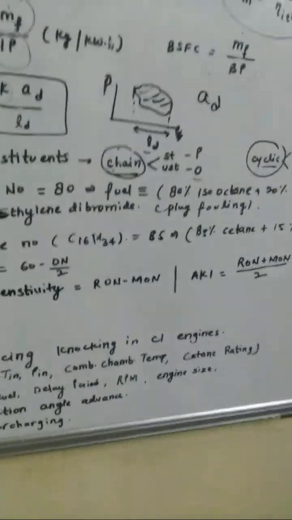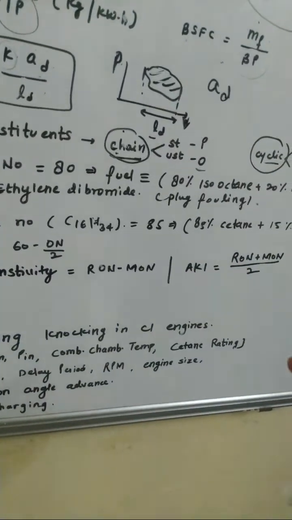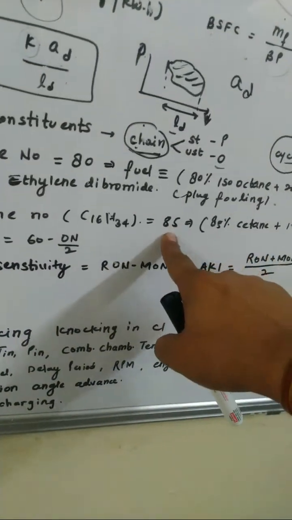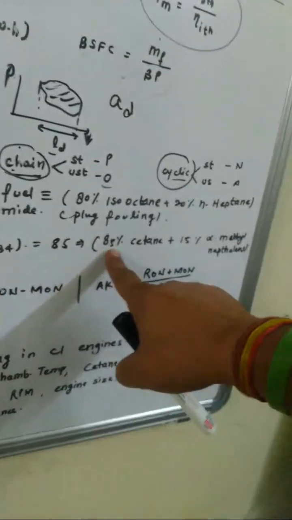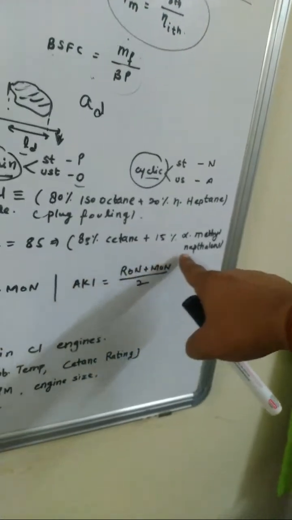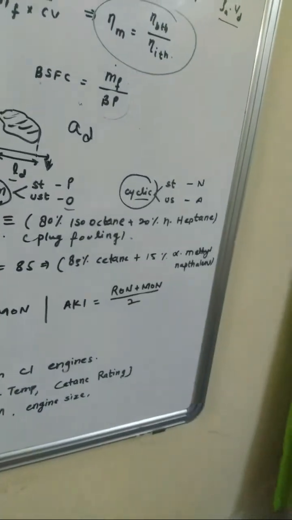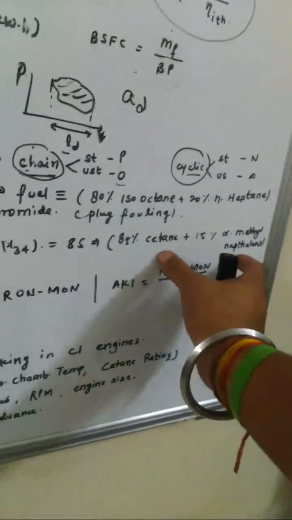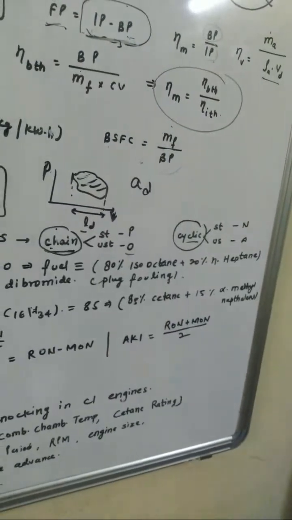So the significance of this number is that a fuel whose cetane number is 85 is equivalent to a mixture of 85% cetane and 15% alpha methyl naphthalene. The fuel whose cetane number is 85 is equivalent to this mixture.